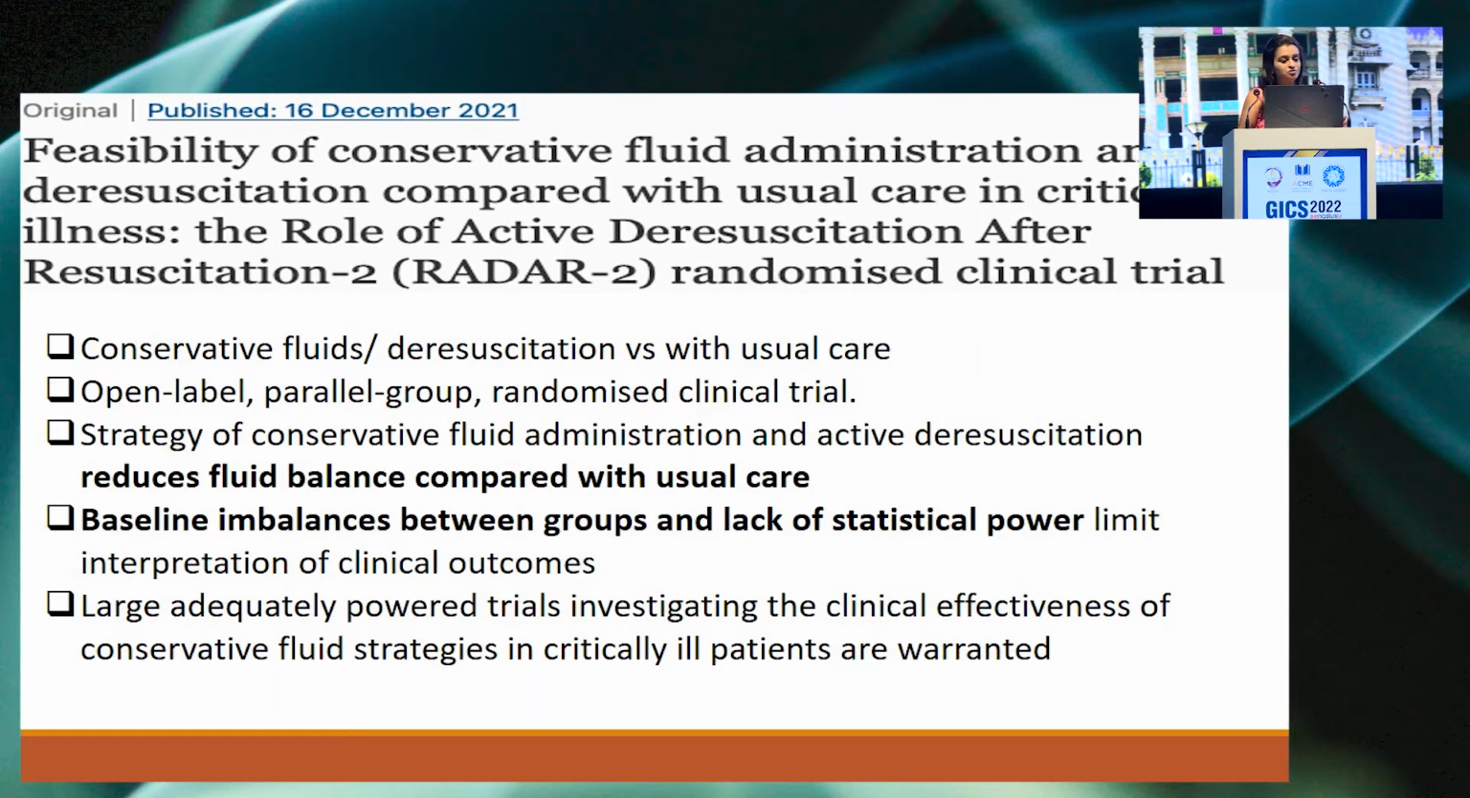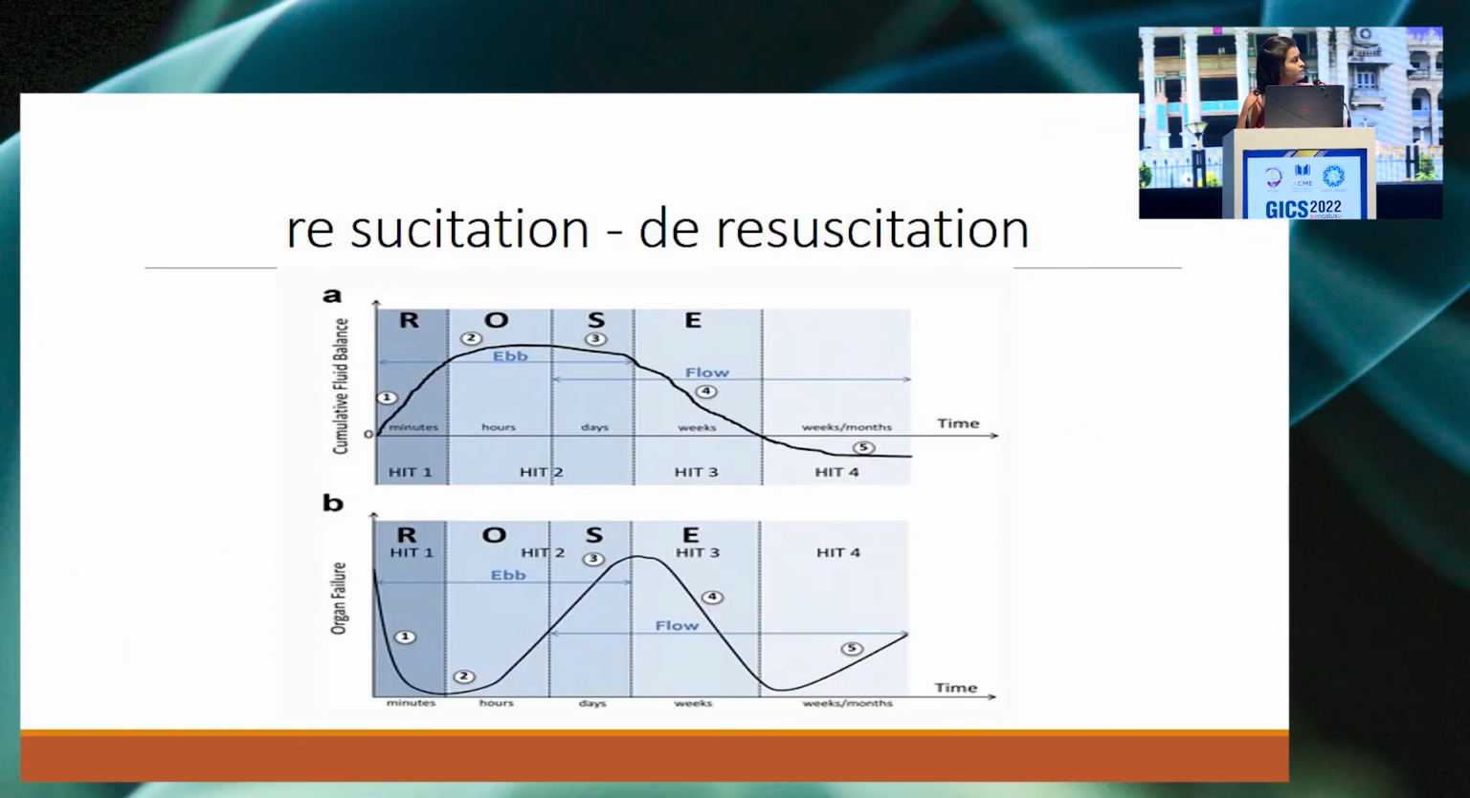So up till now, whatever studies we have, they were less powered, and so we need further good randomized controlled trials for its benefit. Now if you see this graph, you can see ROSE, as I explained to you: resuscitation, optimization, stabilization, and E is deresuscitation. So the 4 hits are compared. So deresuscitation is hit 3.